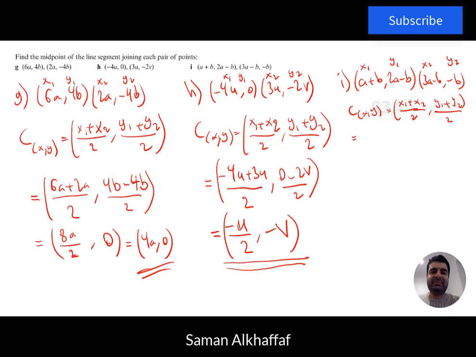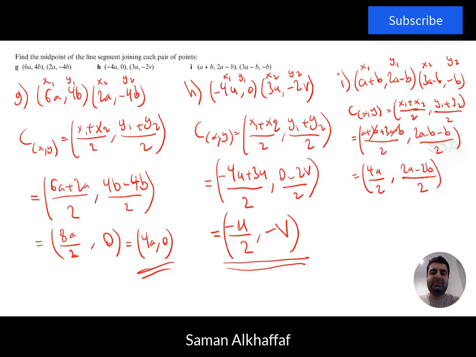So to have these points, that will give us a plus b plus 3a minus b over 2. The plus and minus will go, and we also have 2a minus b over 2. So in this scenario, we would have 3a and a, that will give us 4a over 2, and we also have 2a minus 2b over 2.